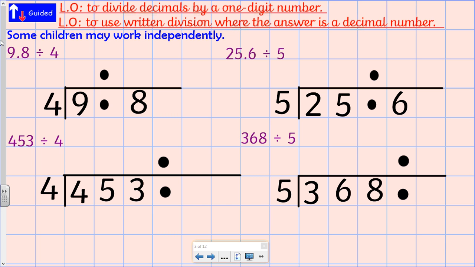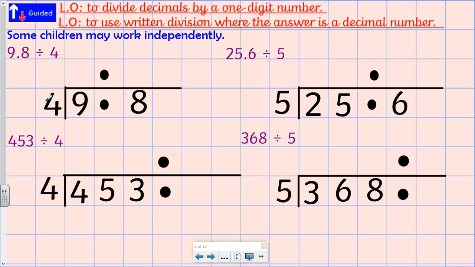So the first one is 9.8 divided by 4. So I've set it out. If you could write this down on whatever paper you've got and try and set it out with the decimal points all lined up. My decimal points are huge, so you can see them. Make sure you can see them, but they don't need to be utterly ginormous.